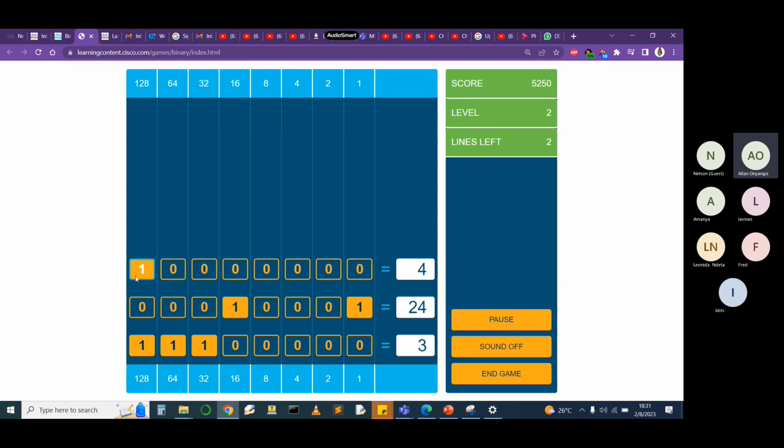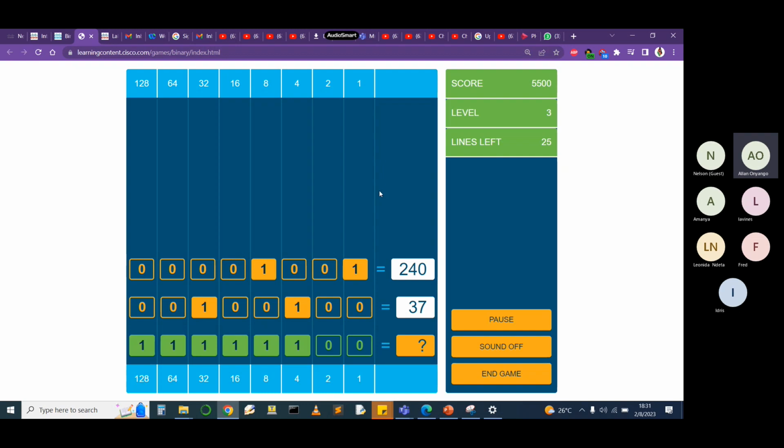So 4 is here. Sorry, 4 is here. 24 is 16 plus 8. Level 2 is there. Look at that. Now, listen, when you get to level 3, the numbers will disappear. The powers of 2 on the bottom and at the top are going to disappear.